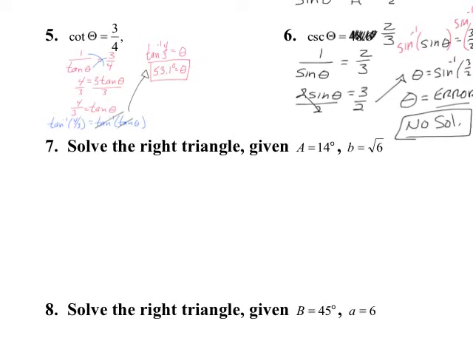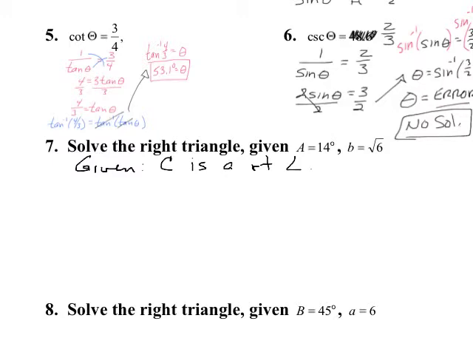Okay, let's try. We got a couple more here. We got 2 more here that we would like to try. So let's try this number 7 here. Okay, it says solve the right triangle given this information. All right. One thing I'm going to throw in here real quick. We're going to say given C is a right angle. Okay, so this says that A is 14 and b is root 6.